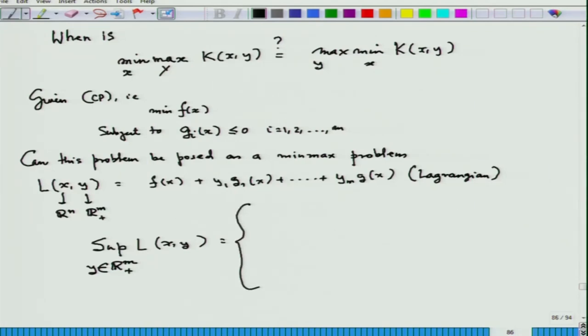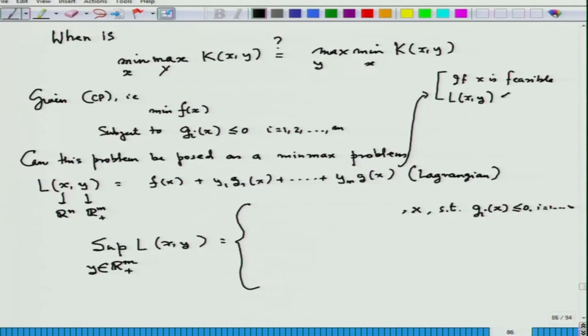Now, if I pose that every y1, y2, ..., ym is greater than or equal to 0, and I take x to be feasible, that is, x such that g_i(x) is less than or equal to 0, then y1 g1(x), y2 g2(x), ..., ym gm(x) are all less than or equal to 0. So, when this happens, let me do the calculation on the side. If x is feasible, L(x, y) is less than or equal to f(x) for all y.